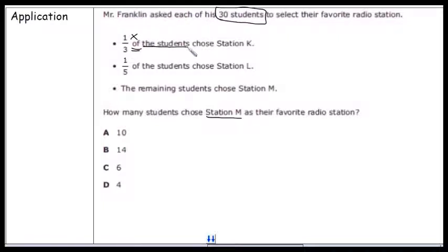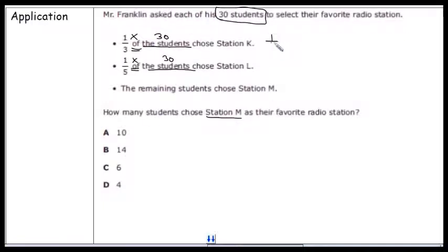So we're going to multiply times the number of students. That's 30. So we're going to multiply 1/3 times 30. Here's the same thing: 1/5 times the number of students, which is 30. And then we're going to add them and subtract from 30, and we're going to get the remaining, which is going to be station M, which is going to be our answer.